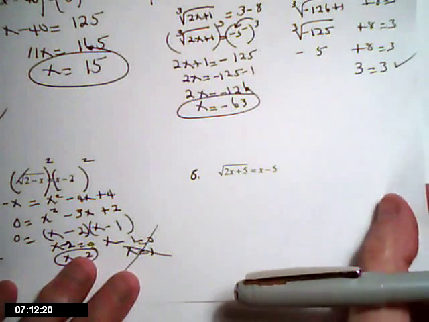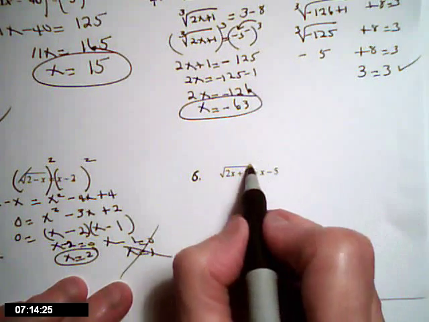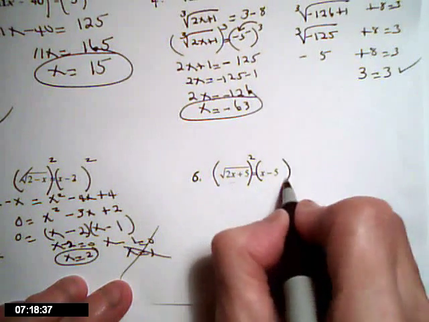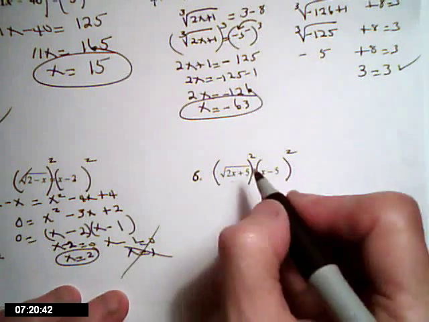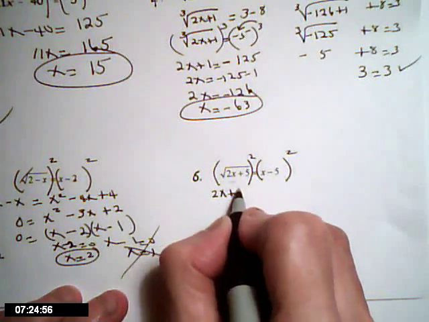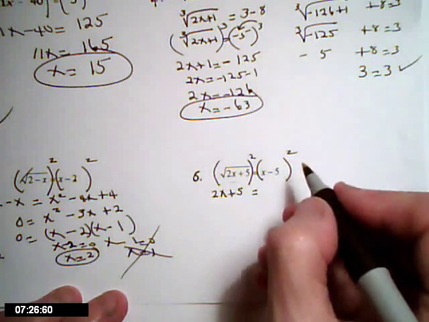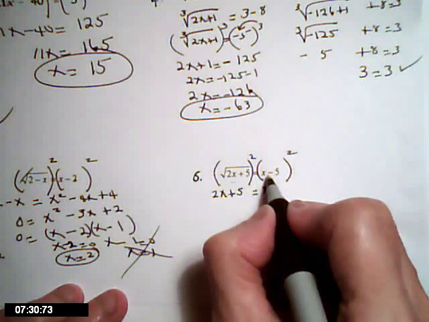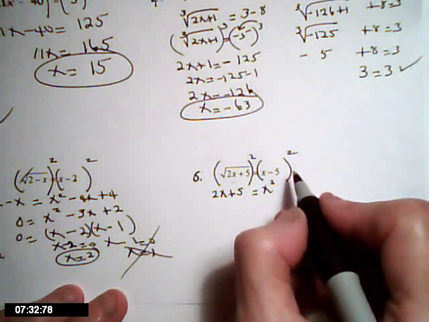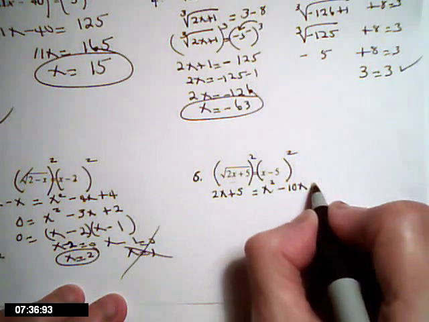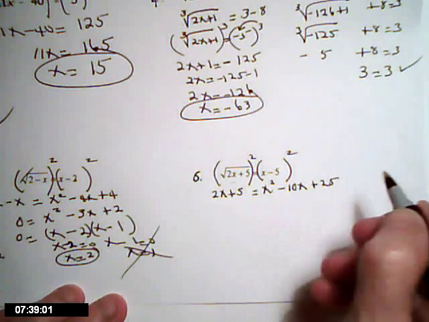Alright, now we're going to do another one just like that, just for practice. I have the radical by itself, so I'll square that side. Square the second side, and note that's a binomial. On the left, that leaves me with my radicand, 2x plus 5. And on the right, let's square this. Square the first term is x squared. Multiply x times negative 5, that's negative 5x, times 2 would be negative 10x. Square the last, that would be positive 25.